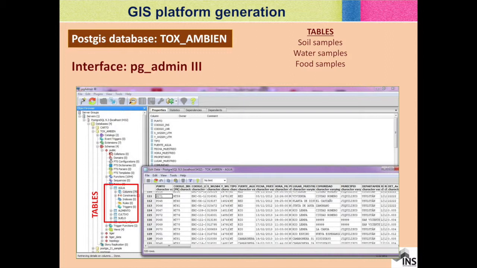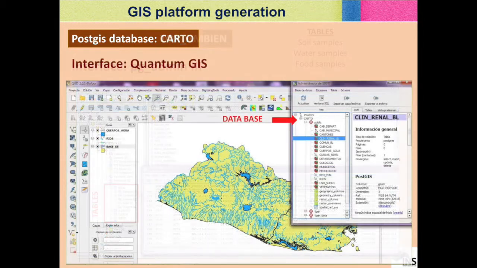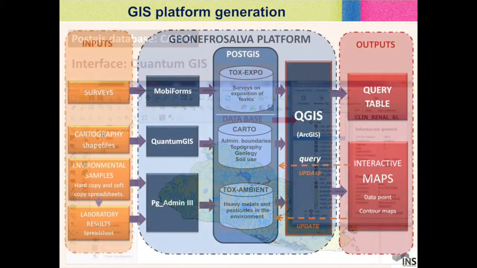This is a screenshot of a PostgreSQL database through a pgAdmin interface. The pgAdmin interface is software that allows us to administrate PostgreSQL databases. This screenshot shows Quantum GIS, a GIS open source software compatible with PostGIS databases. The picture shows a map formed by different cartographic layers. Quantum GIS can also be considered as an interface to administrate the PostGIS databases.